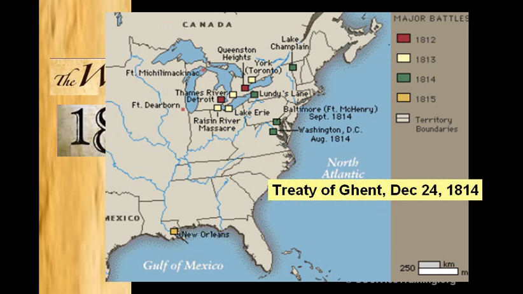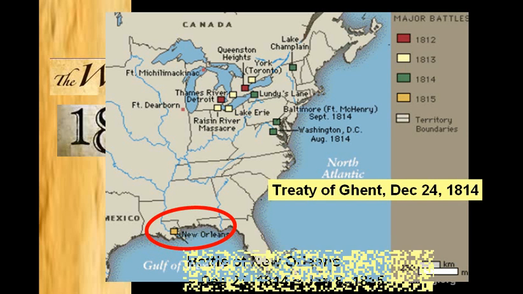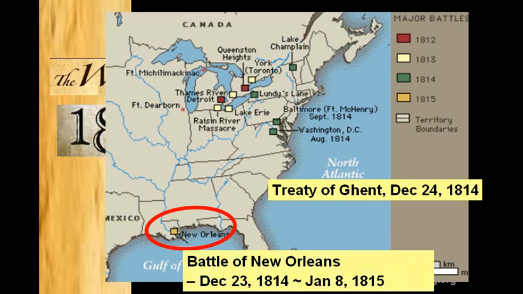Eventually, however, the Treaty of Ghent was signed December 24, 1814, but word did not travel to the British fleets in the Atlantic, and an attack on New Orleans that had been planned took place from December 23, 1814, to January 8, 1815, after the treaty of this war had already been signed.